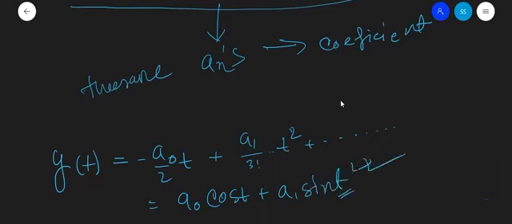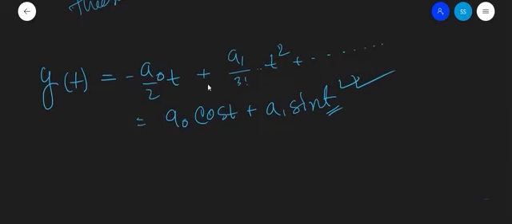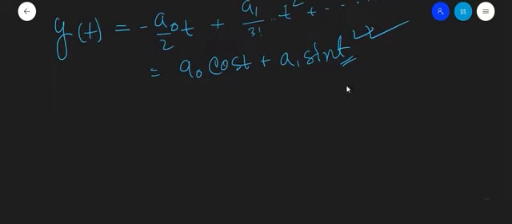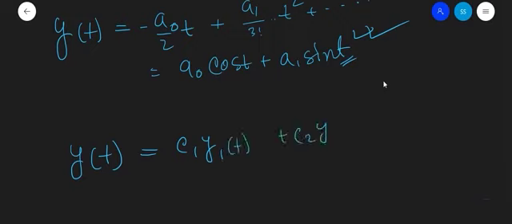And it's not always possible to recognize the series. In this case we were lucky, so this is our solution. In fact you can be even more formal, since this is a second order equation. You expect the solutions to be of the form c1 y1 of t plus c2 y2 of t, where this is your y1 and this is your y2.